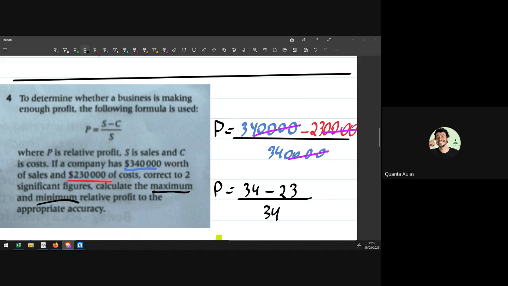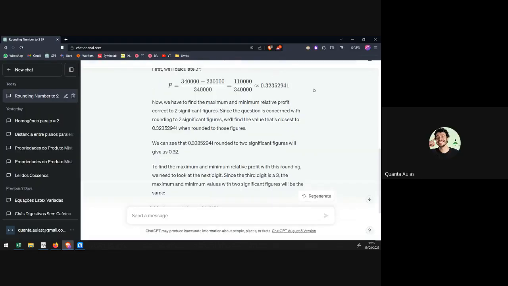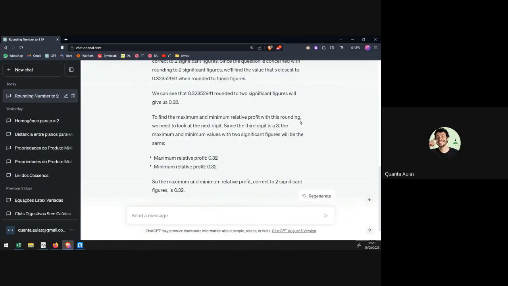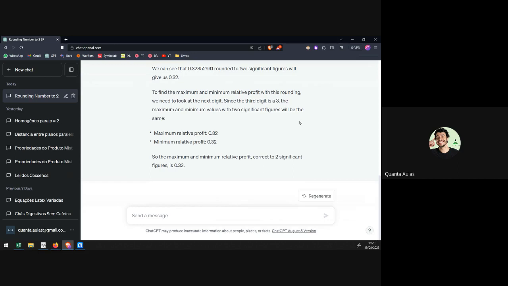Don't understand this problem. Just a second. Okay. I have the answers. I will show the answer from ChatGPT. They say the same as me. Okay? Look, the book says the maximum is 0.35 and minimum 0.30. It doesn't make sense. But okay.